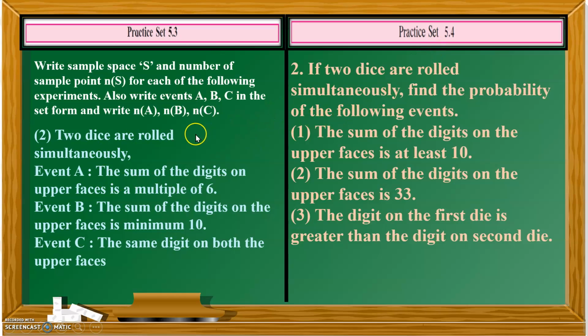Now these two questions have been taken together because they involve the same random experiment. It is two dice. The random experiment here is two dice are rolled simultaneously, and for this random experiment in this question you have to write only the events, and over here you have to find the probability of these three events. Clear students?